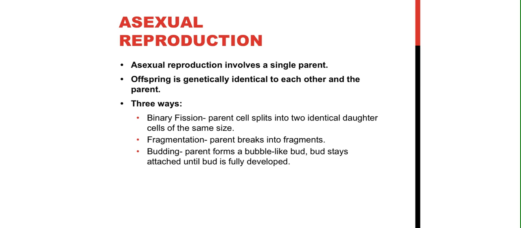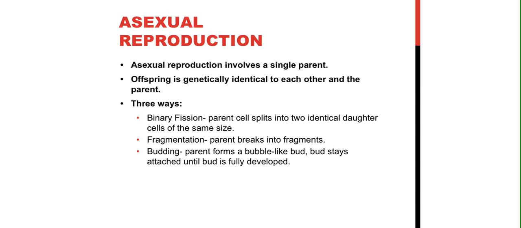So a lot of genetic diversity is not offered here because you have one single parent and it is genetically cloning itself almost. So humans do not do this. This is more, again, the process of some eukaryotic cells, but mostly it's just prokaryotic cells, so bacteria. Binary fission is one type, fragmentation is another type, and then the third type is known as budding.